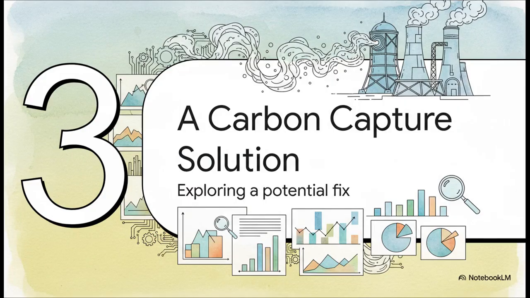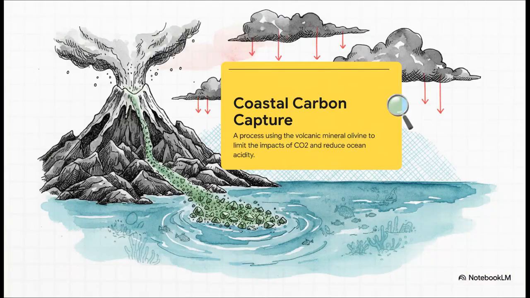So we've identified a serious problem. But here's the good news. Scientists are already working on potential solutions. Let's check one out. It's a process called coastal carbon capture. And it has a secret ingredient, a green volcanic mineral called olivine. The whole idea is to use this natural mineral to fight back against that rising ocean acidity.